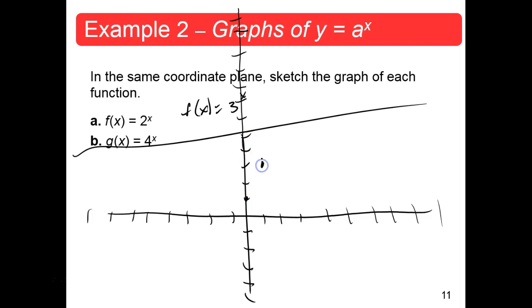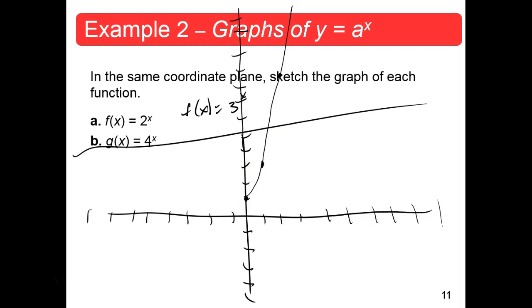Give me another x. 2. What's your y? 4, 5, 6, 7, 8, 9. Somewhere right about there. Next one will be off scale, guaranteed. So it's doing like this on the right-hand side really fast.